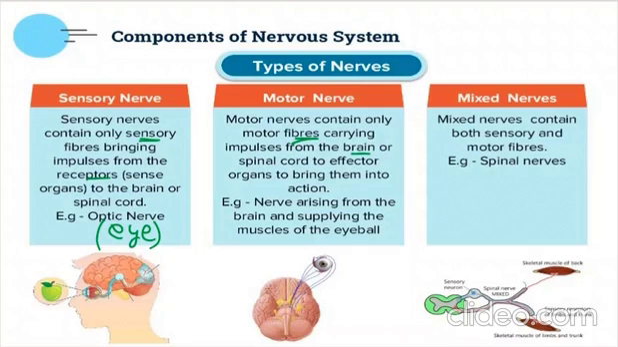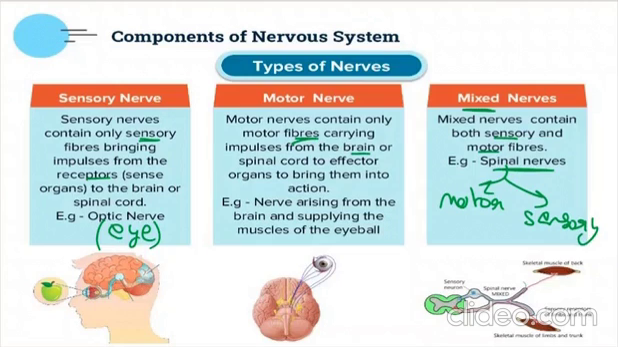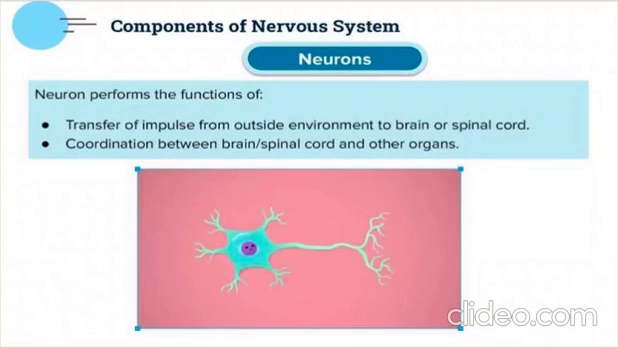Now, mixed nerve means they contain both sensory as well as motor fibers. For example, spinal nerves. They will have motor fibers also, motor nerves are connected and even sensory. So when both of them are connected, it makes up a mixed nerve. As I said, neuron, what is the function? They transfer impulses from the outside environment to the brain or spinal cord. So they take information and give it to the brain and spinal cord.